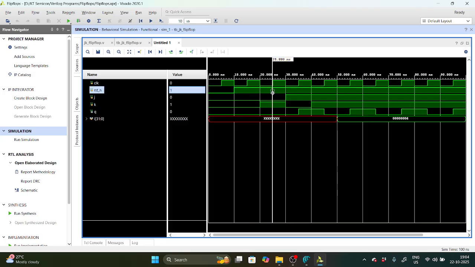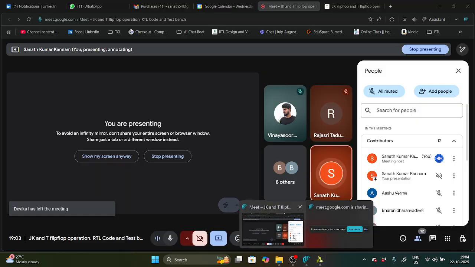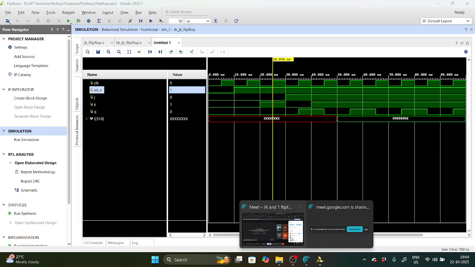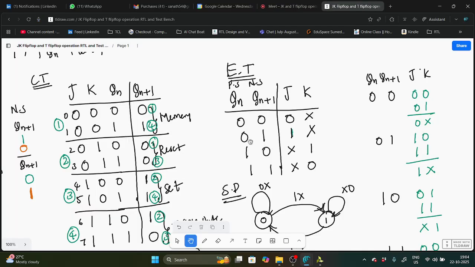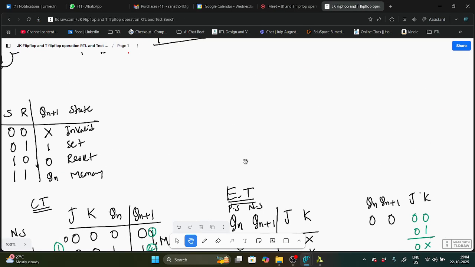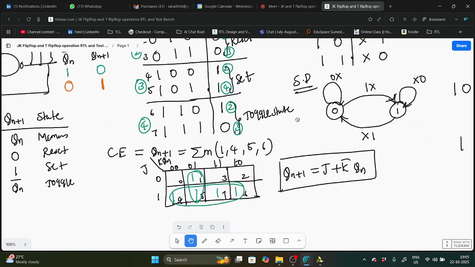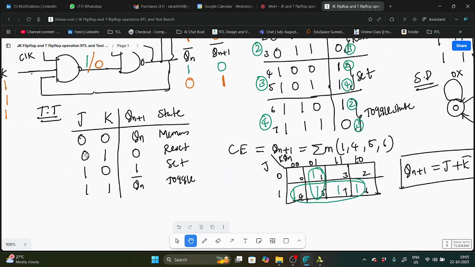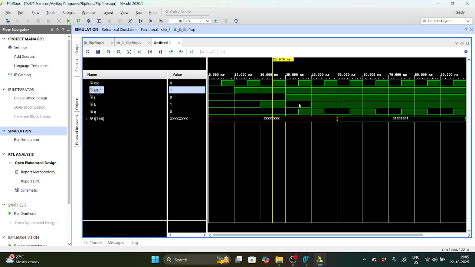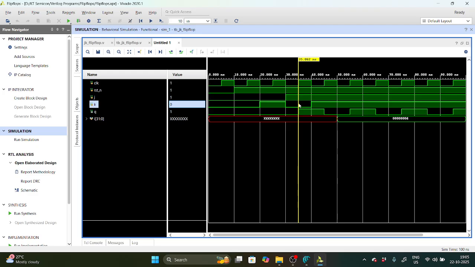During this passage of clock, J equals 0, K equals 1, so here also reset state only. We already saw the truth table for this. In the truth table, J equals 0, K equals 0 is the memory state, J equals 0, K equals 1 is the reset state, and similarly J equals 1, K equals 0 means set state.